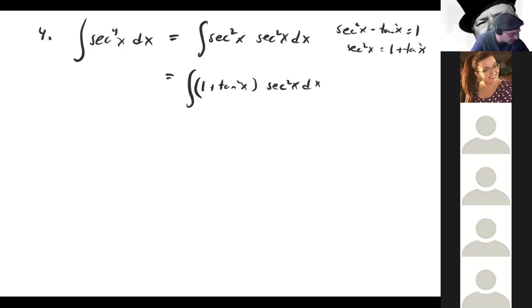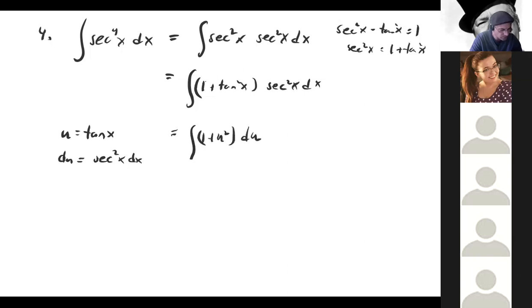And the advantage of that is now we can let u be tangent of x. And then we're just going to do this trig substitution. And then du is secant squared of x dx. And then it's the integral of 1 plus u squared du. This is the du portion. This is 1 plus u squared that appears.